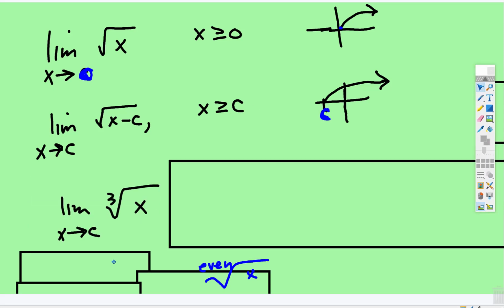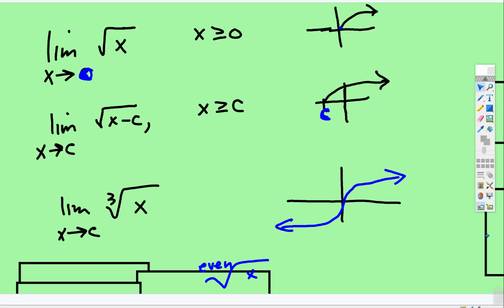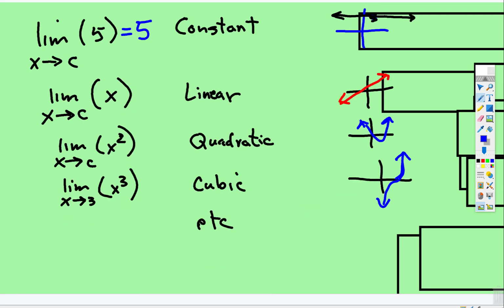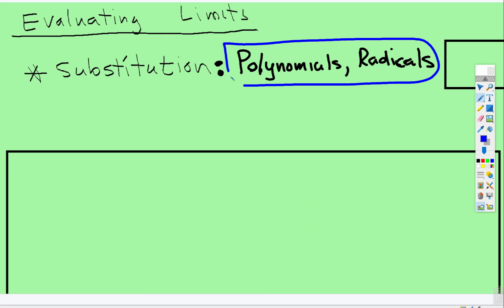Okay, and then we've got odd roots. Well, odd roots are fully continuous, so any odd root, you're safe. If the c is here, you're going to have a height. If the c is here, you're going to have a height. If you're looking for the limit as it approaches c here, you'll have a height. So substitution can be used always on polynomials and radicals. All right, that's it for substitution.